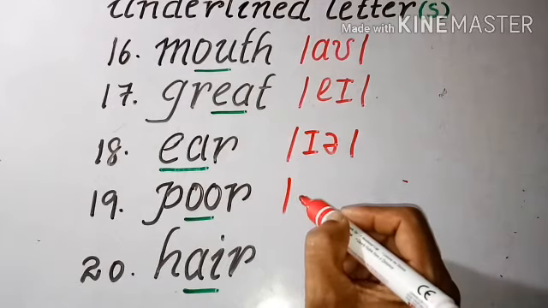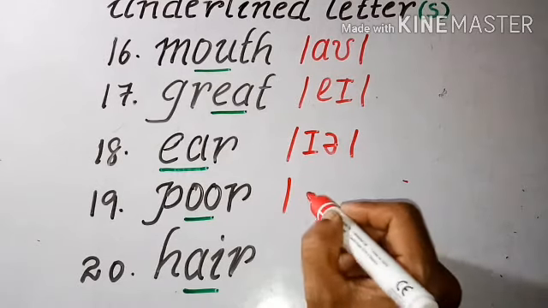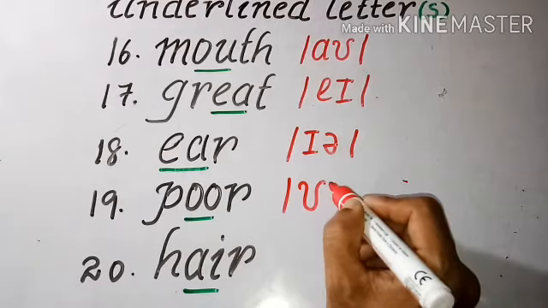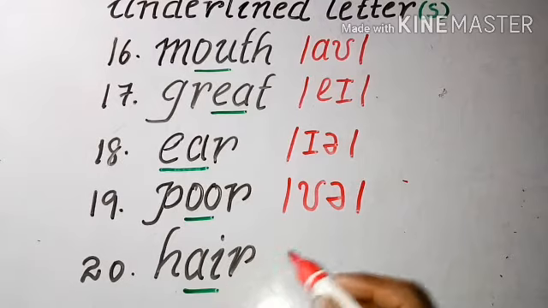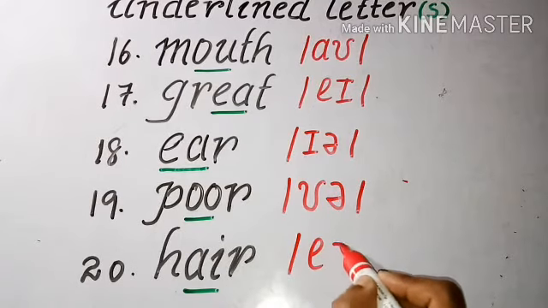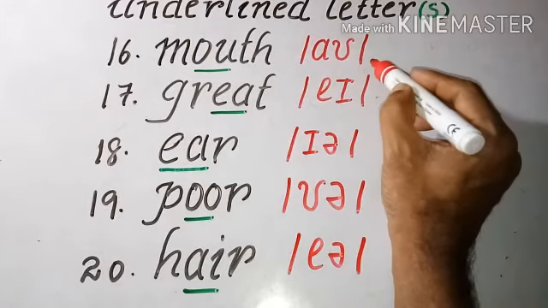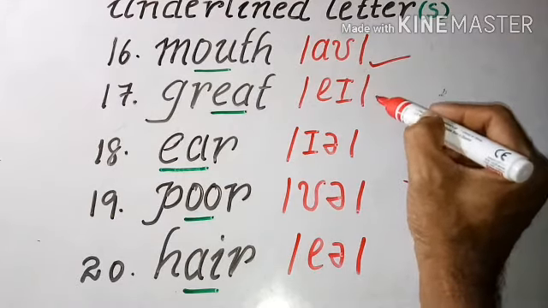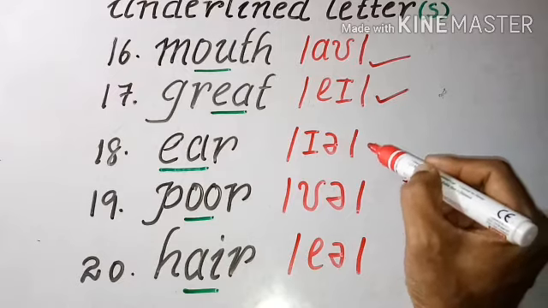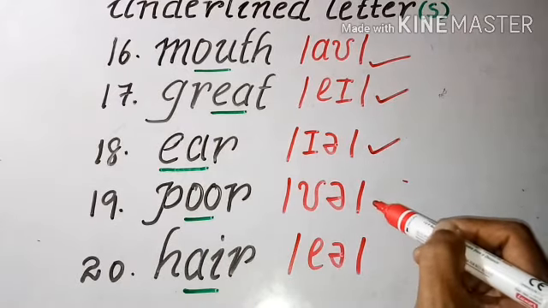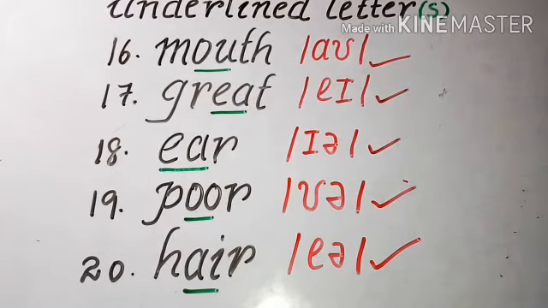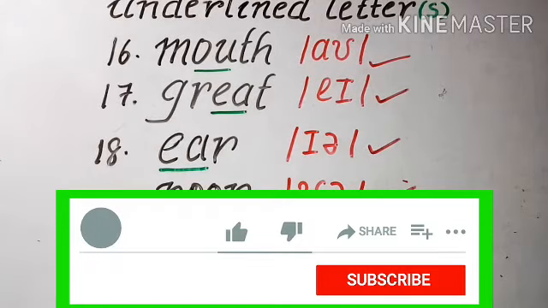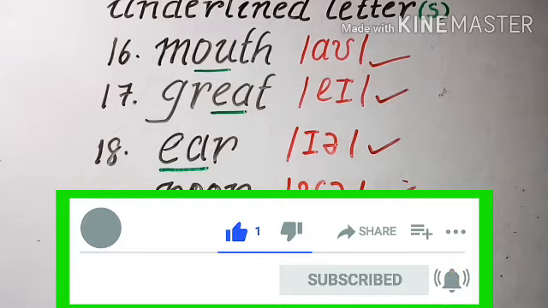Next one is poor. U and A, poor. Hair, H-A-I-R, hair, A and A, hair. Ow in mouth, A in great, ear in ear, ua in poor, air in hair. So practice all these sounds by transcribing in the phonetic transcription of all these sounds of the underlined letters.